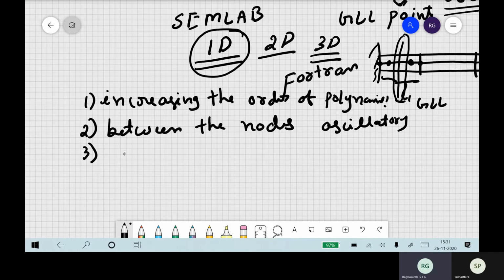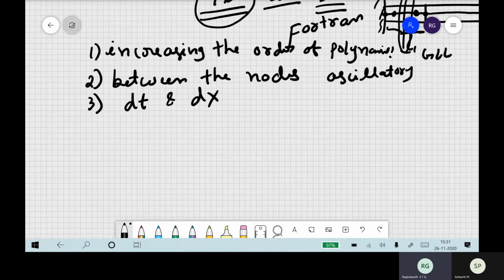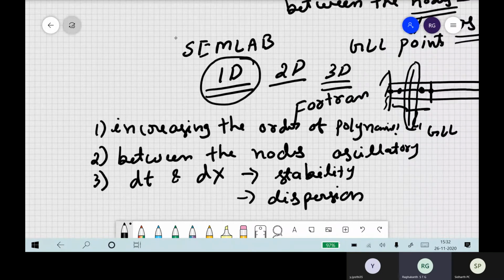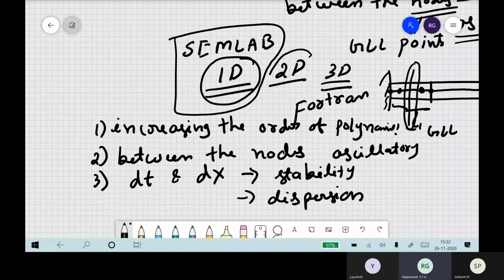Then you can also study the effect of dt and dx. This is a very important thing, which is related to stability, dispersion, and all those things. By changing dt, what happens, by changing dx, what happens. You can study all these things using this SEMLab, essentially the one dimensional thing. And for 2D also, if a MATLAB program is there, you can just try. You can try a simple axial problem subjected to dynamic load.